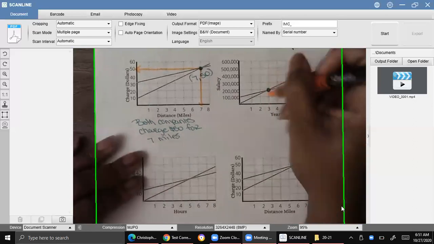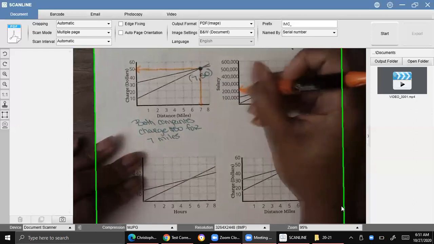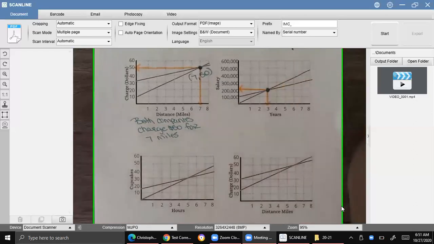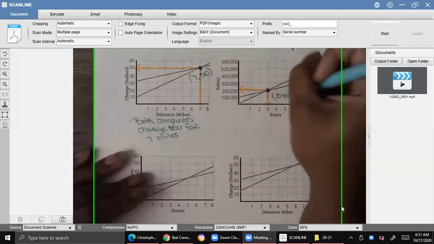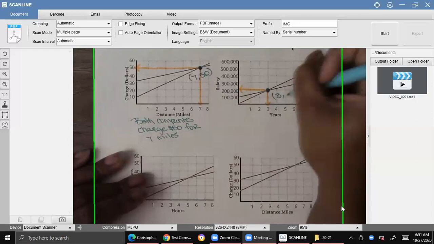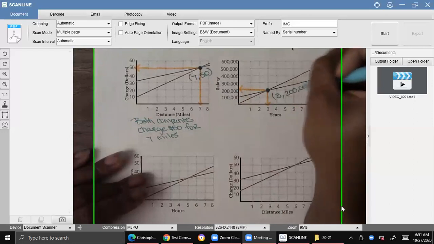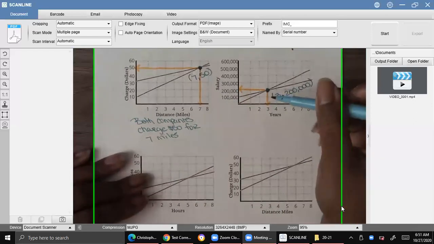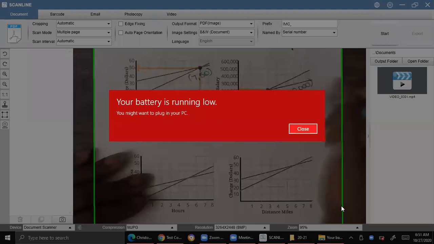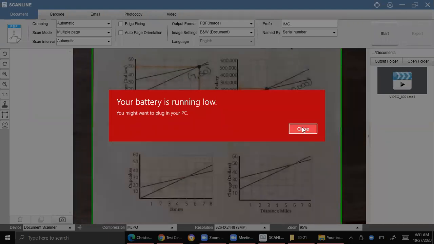To get my ordered pair, I'm going to go ahead and highlight my numbers. So remember, you always go over first and then up. So I went over to 3, and then I went up to 200,000. Okay, so my ordered pair or my solution is 3 and 200,000.